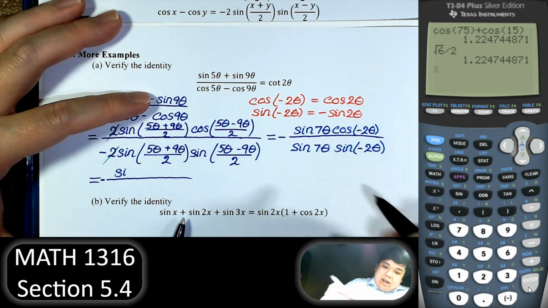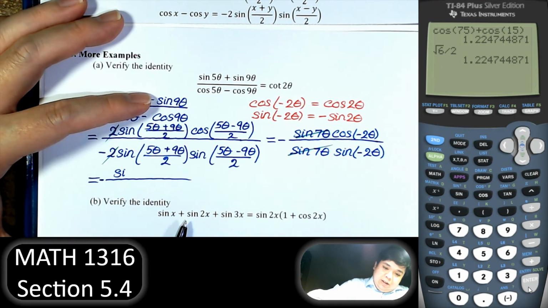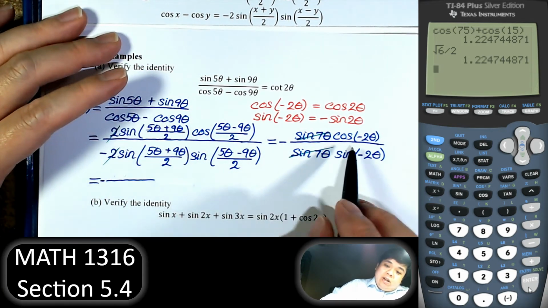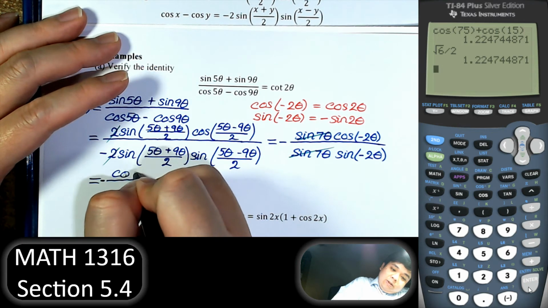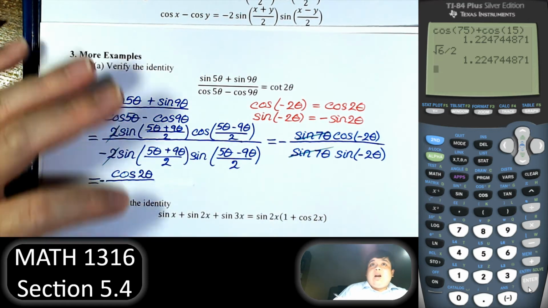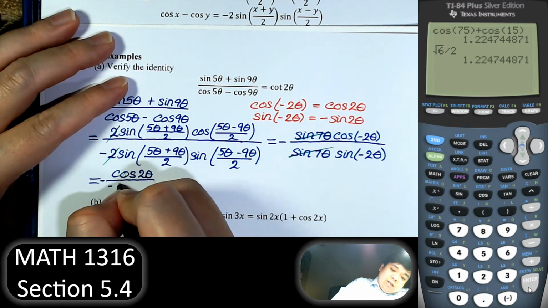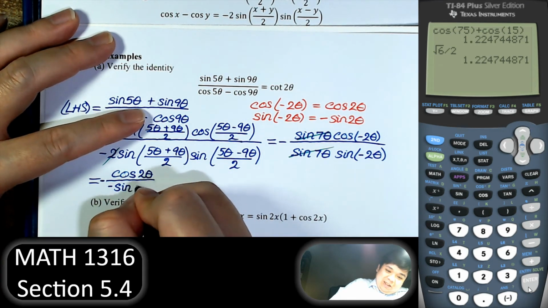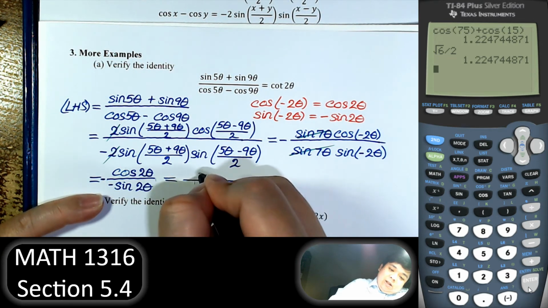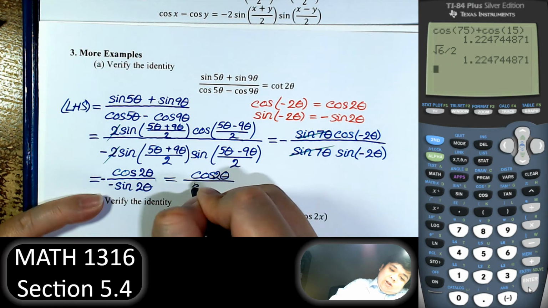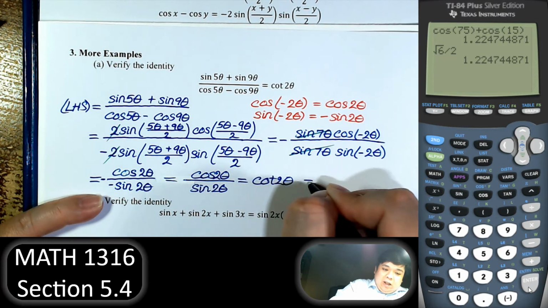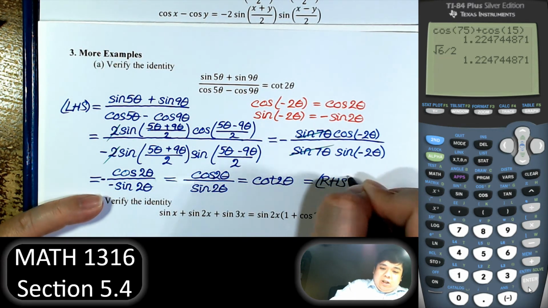We should see that they cancel out already. Because cosine of a negative is cosine of a positive, because cosine is even, and sine of a negative is a negative of a sine. And finally, negative and negative cancel out. We just have cosine over sine, which is cotangent, which is good. So that identity is true.